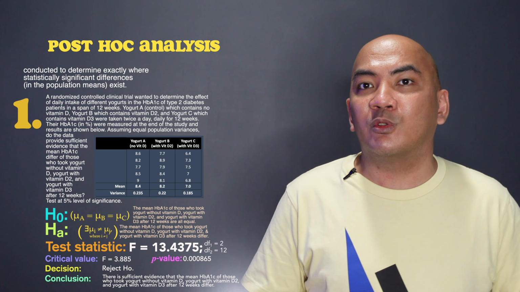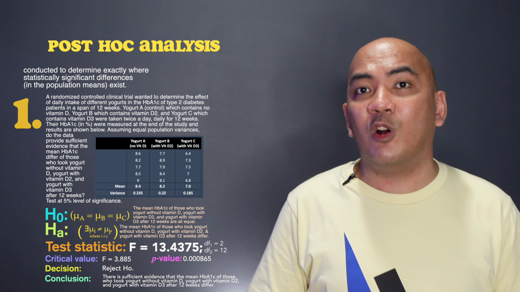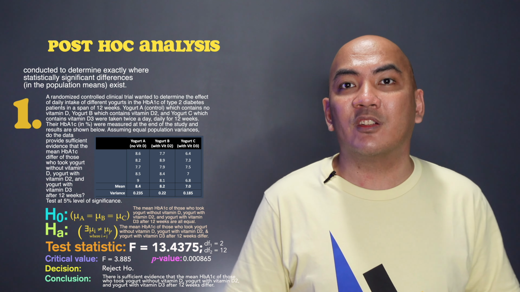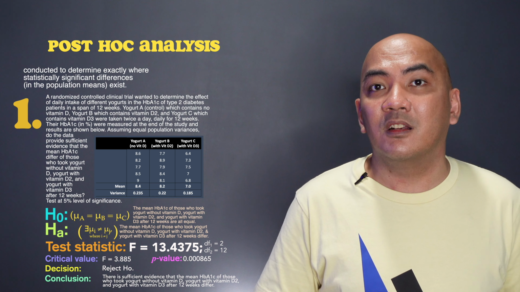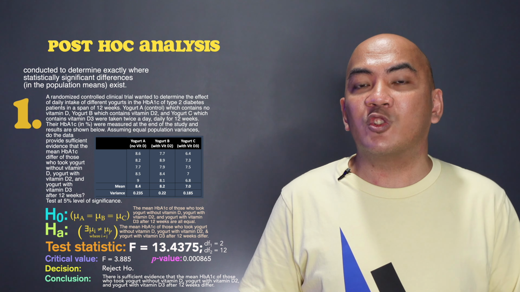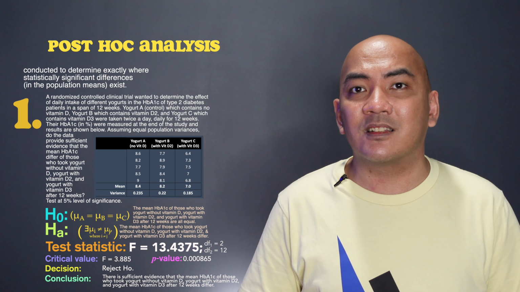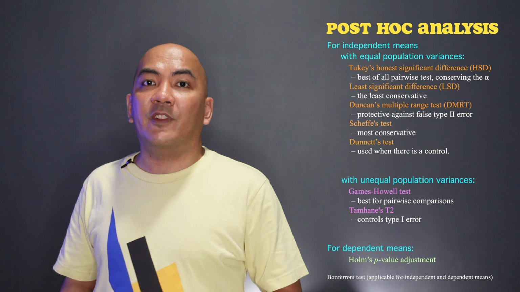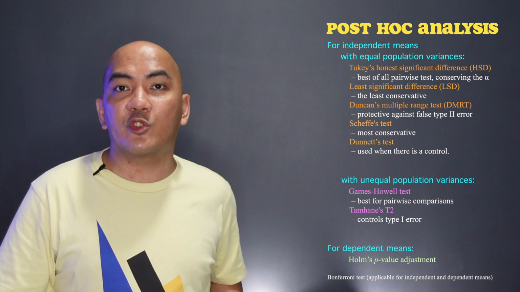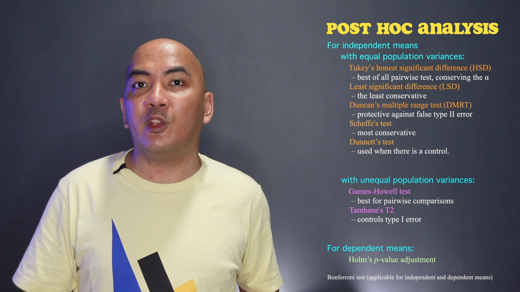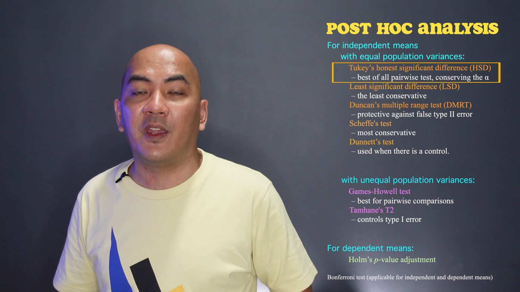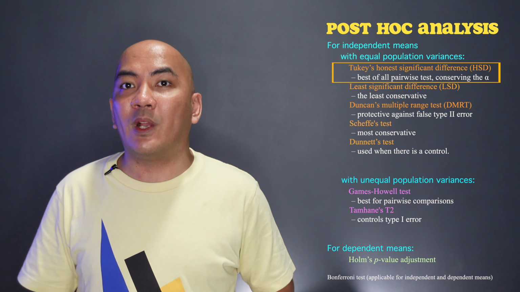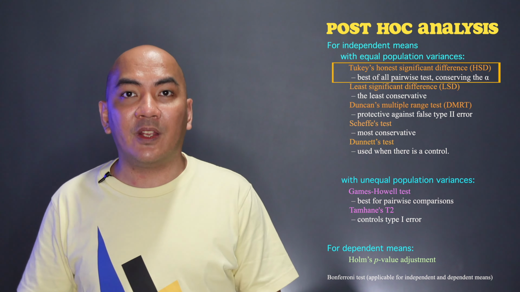However, we were not able to determine which population mean is the lowest and the highest, since the analysis of variance just tells us whether the population means are equal or not. So to determine which is the lowest and the highest, we have to perform the post hoc analysis. And we have many tests available for post hoc analysis. If we assume equal population variances, we may make use of Tukey's honest significant difference, also known as Tukey's HSD, which is the best of all pairwise tests in conserving the level of significance.